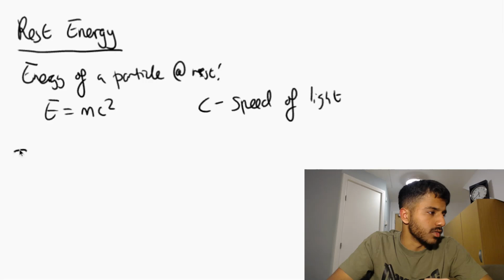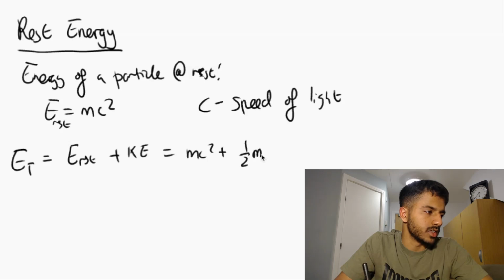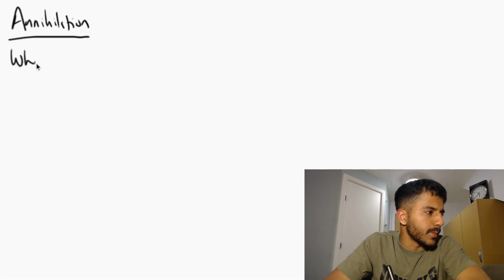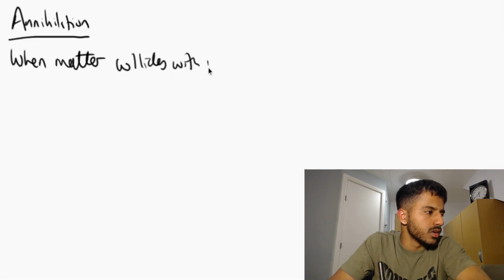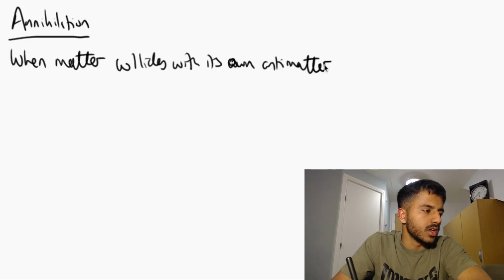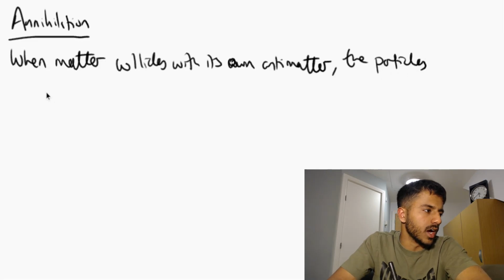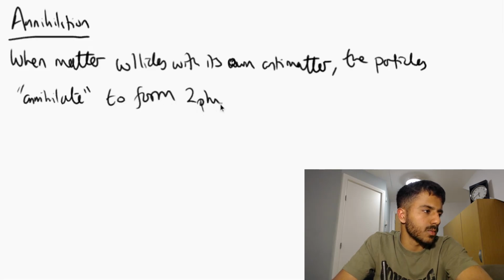So the total energy of a particle is just given by its rest energy, which is mc squared, plus its kinetic energy. Or you can write this as mc squared plus a half mv squared. So let's look at this process called annihilation. Well, what it is, when matter collides with its own antimatter, something special happens. And what happens is the particles annihilate to form two photons.